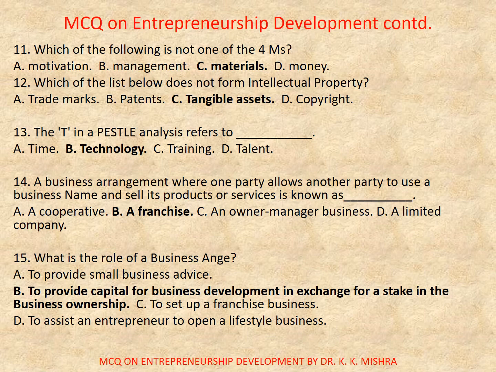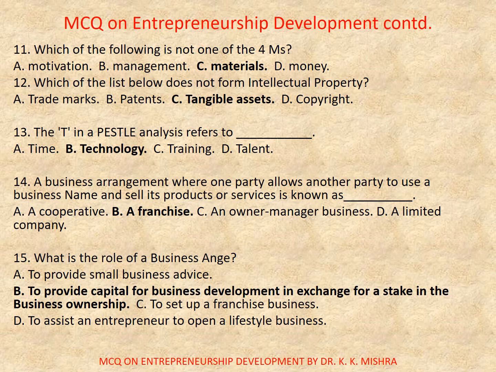Question number 14. A business arrangement where one party allows another party to use a business name and sell its product or services is known as? Options are A. A cooperative, B. A franchise, C. An owner-manager business, D. A limited company. So correct option is, sorry, B. A franchise.